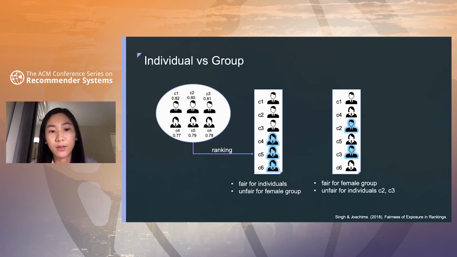But apparently this is unfair for individual C2 and individual C3, because we're comparing C4 and C2. C2 apparently has a higher qualification score, but he receives a lower rank or exposure compared to C4. And the same goes for C3.